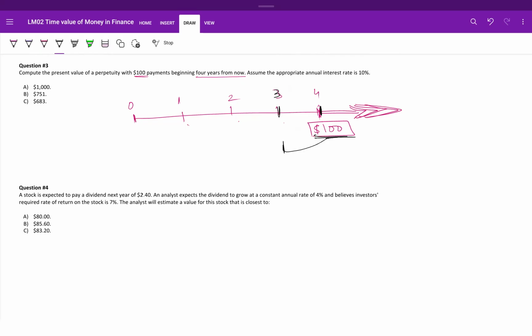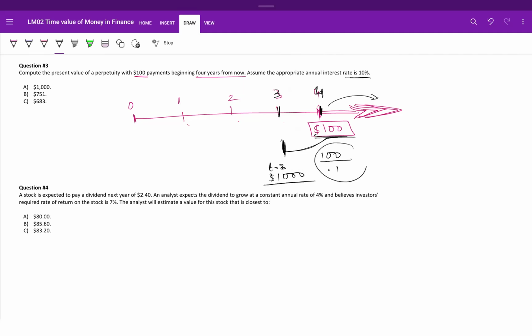This is very important. You are discounting it back to time three, because right now you cannot discount it back to time zero directly. So you're discounting it 1 year back. The annual rate is 10%, so the perpetuity is 100 divided by 10%, 0.1. So at time three, the value of this perpetuity is actually $1,000.